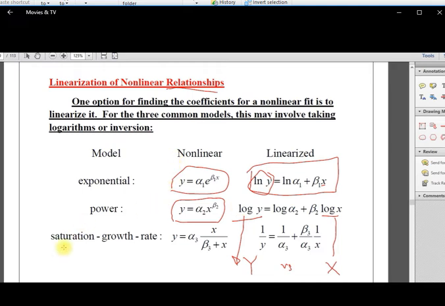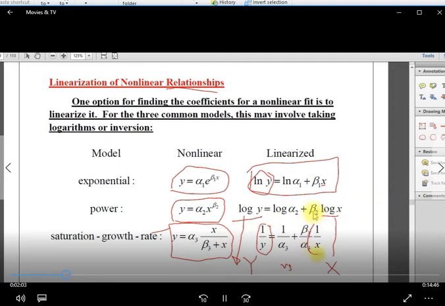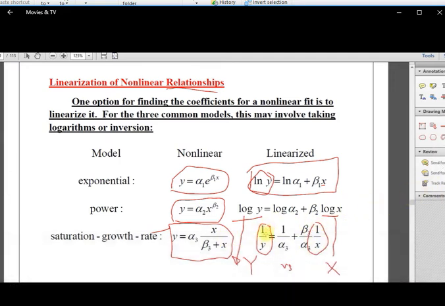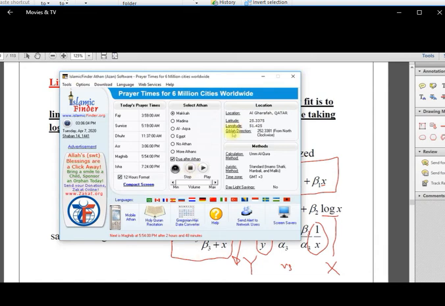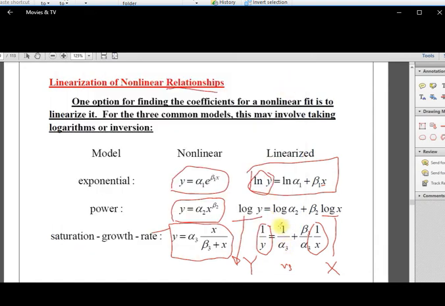Similarly, we have the saturation growth model, which is in this form. If you want to linearize this one, you just have to reverse it, 1 over y, and it takes this form. So 1 over y becomes new y, and 1 over x becomes new x. You plot 1 over y versus 1 over x, and then this is your intercept, and this is your slope.